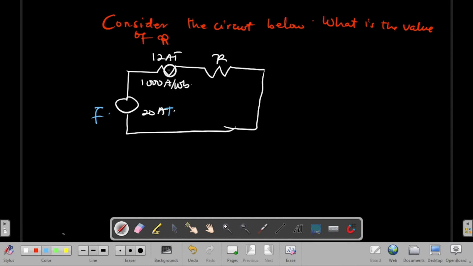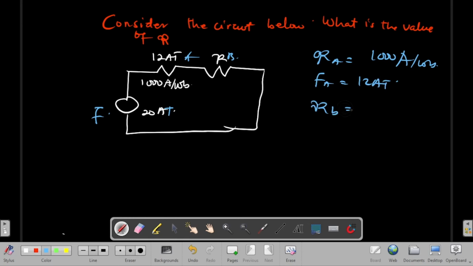So in our first section, let me make here A and let me make here B. So my RA is equal to 1000 amperes per Weber. My FA is equal to 12 AT. I know my RA, but I don't know my RB. So the question is asking us to find RB, right? So what would be our FB? We don't know, right?